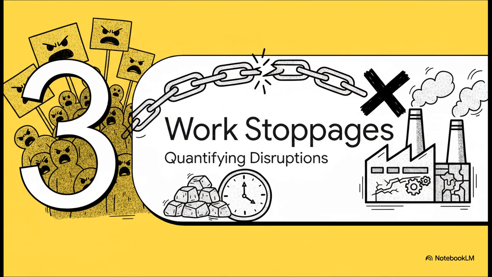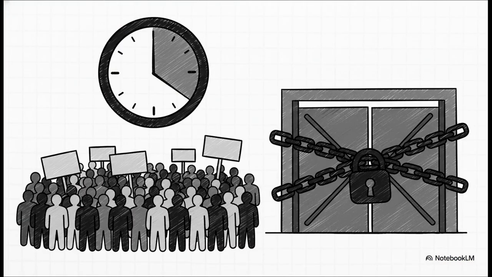Moving right along to Section 3, quantifying work stoppages. So what happens when those labor relations break down? We aren't tracking every minor grievance here. For a disruption to actually hit the dashboard, it has to meet some pretty strict criteria. It needs to involve 1,000 or more workers, and it has to last for at least one full shift. And notice, this covers both sides of the fence. It includes strikes, which are initiated by the employees, and lockouts, which are initiated by the employers.